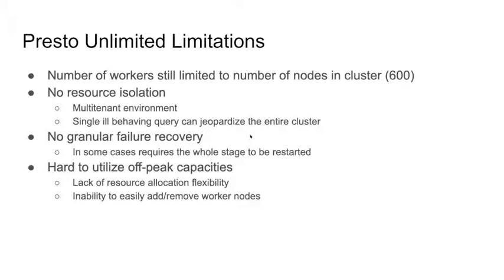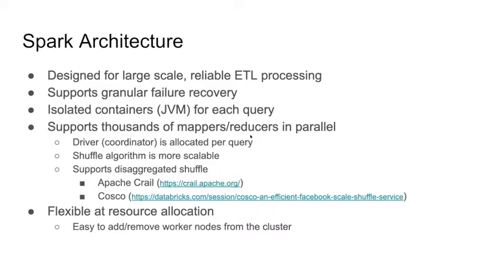And the last and most important limitation that we have in Presto Unlimited is that, with the current Presto deployment model, it is very hard to be flexible at utilizing off-peak capacities. In other words, it is hard to add and remove workers from an existing Presto cluster. So with all these limitations, we started to look at how Spark is trying to solve this.